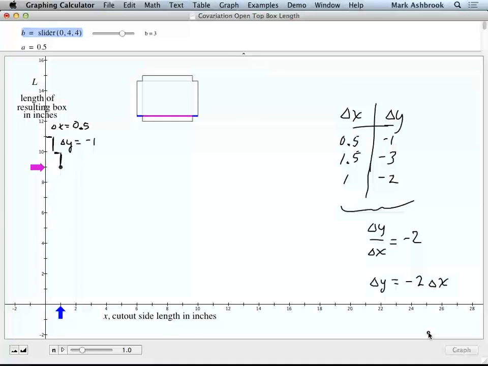Because there's no constant rate of change between those two. It's the change that's proportional, not the length.